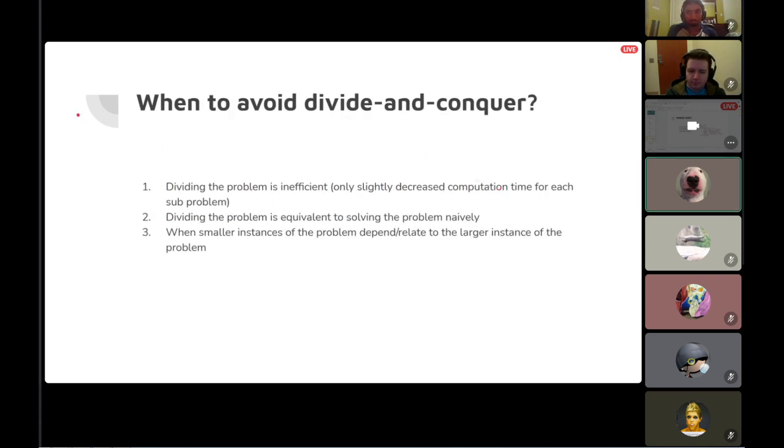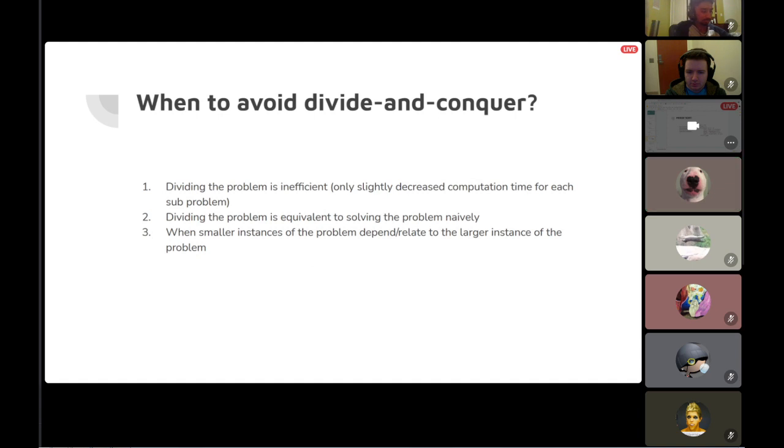So now that you've learned about this magnificent algorithm, unfortunately, it can't be applied everywhere. And here's when it can't be applied. First and foremost, if dividing the problem is inefficient, you don't want to use divide and conquer.